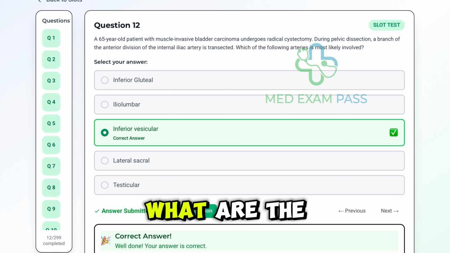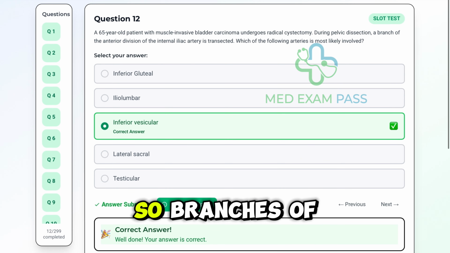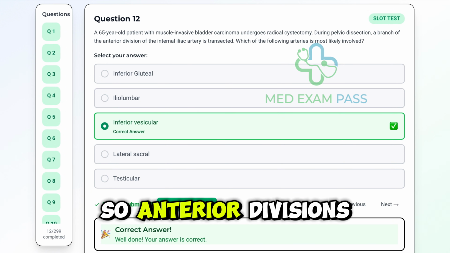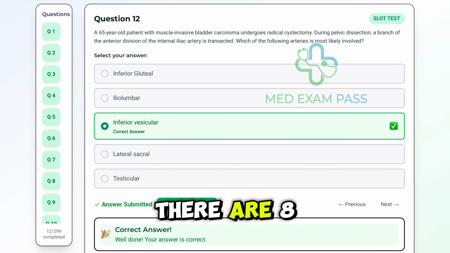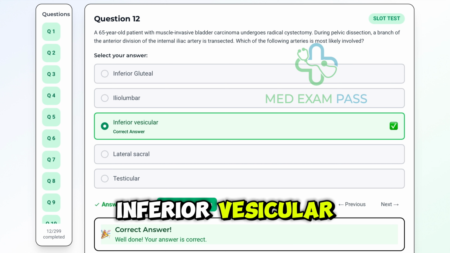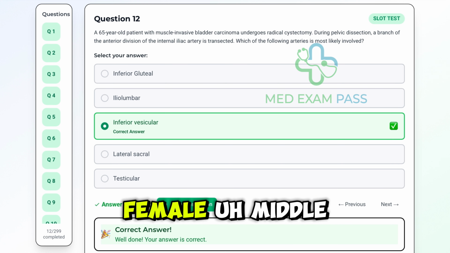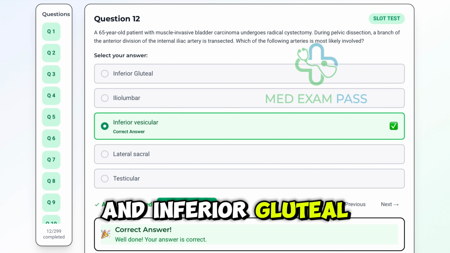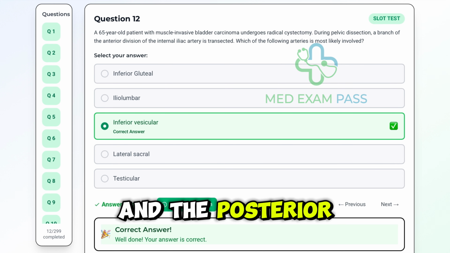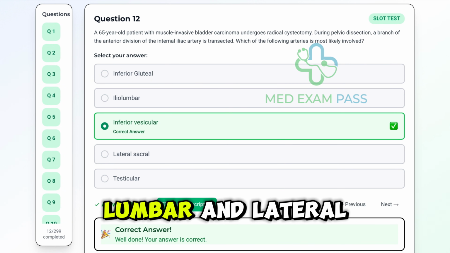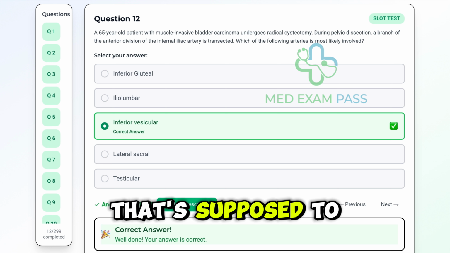So what are the things we have to know from here? The branches of the internal iliac artery: the anterior division and the posterior division. The anterior division has around seven branches: superior vesical, inferior vesical, obturator artery, uterine artery in females, middle rectal artery, internal pudendal artery, and inferior gluteal artery. And the posterior division has only three: superior gluteal, iliolumbar, and lateral sacral branch.